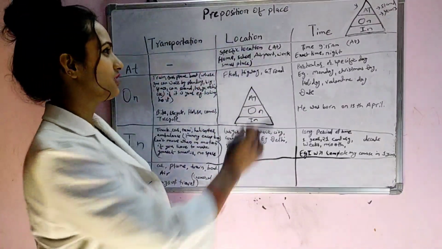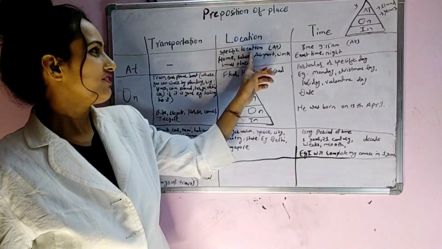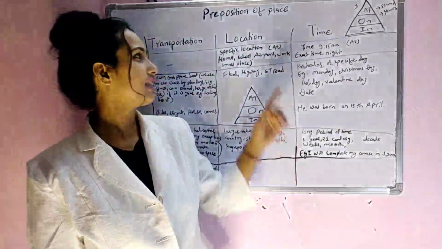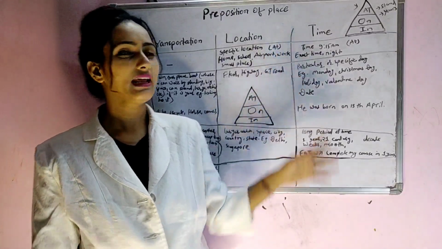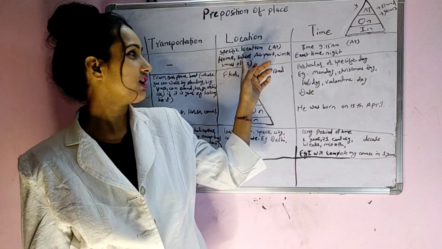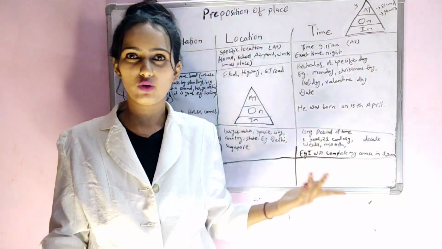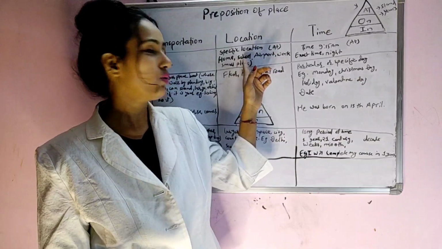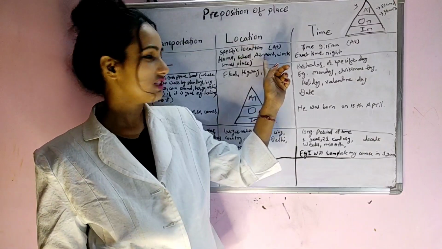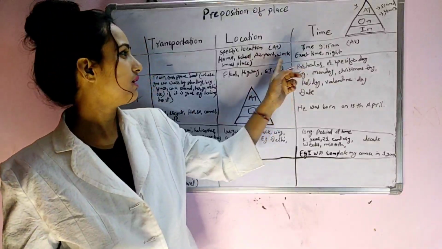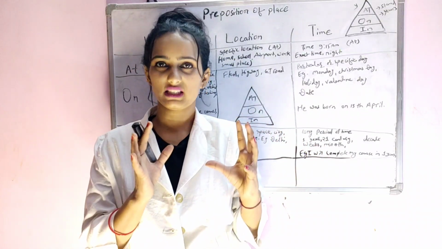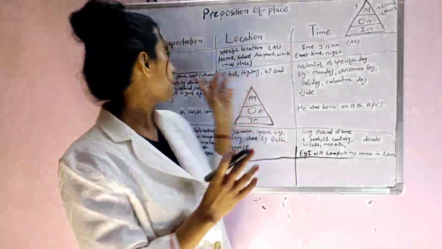Now let's come to the location, a specific location. If you are talking about a specific location, then you have to use at here. And what is a specific location? A specific location means, if you are talking about home, I am at home. If you are talking about school, I was at school at that time. If you are talking about the airport, your workplace, even small places, then you are going to use this at.